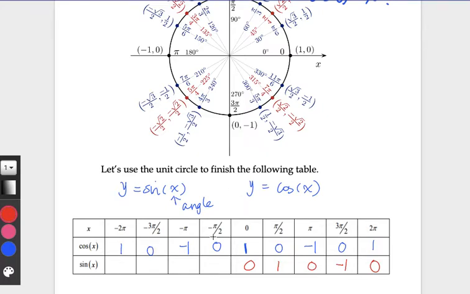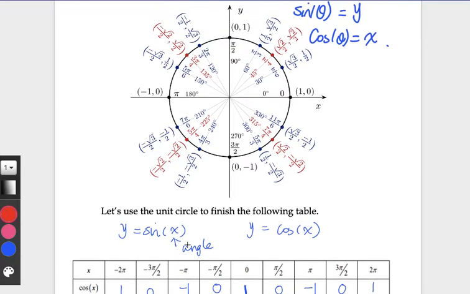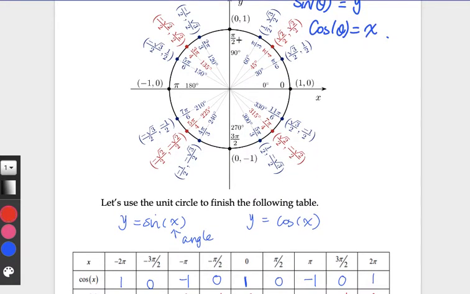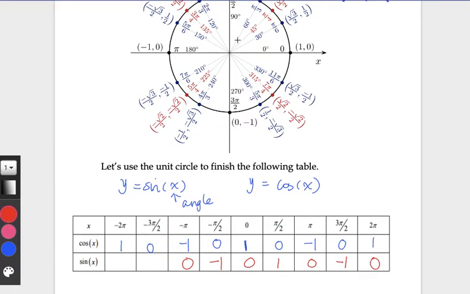Negative pi over 2, same as 3 pi over 2, is going to be negative 1. Negative pi is going to be 0. Negative 3 pi over 2, which is the same as pi over 2, is going to be 1.